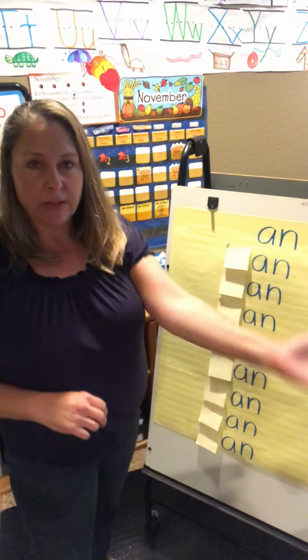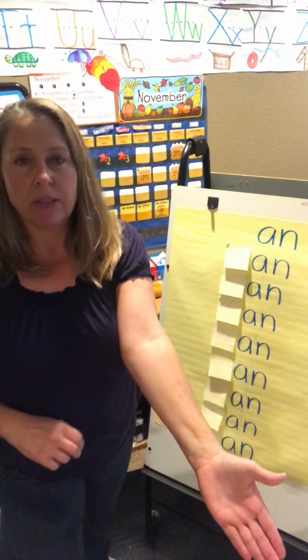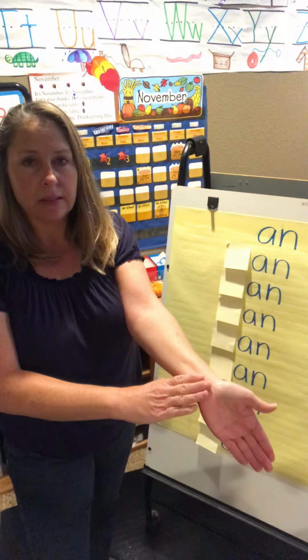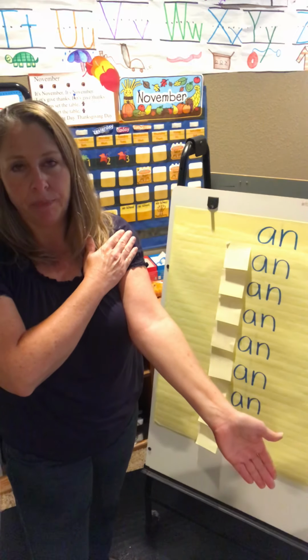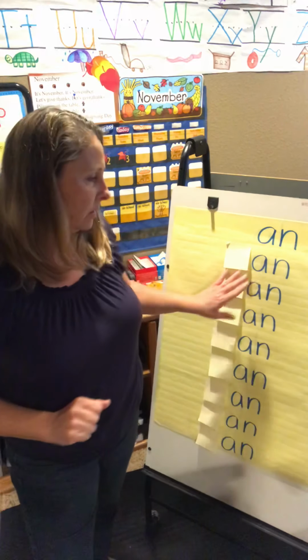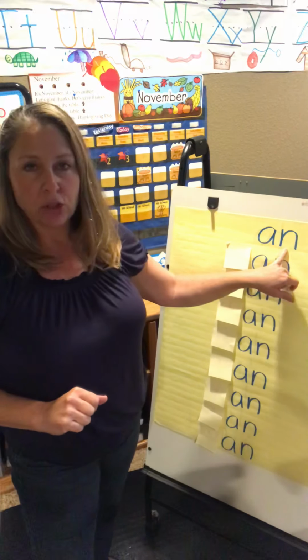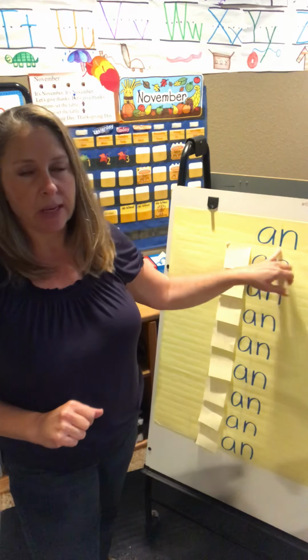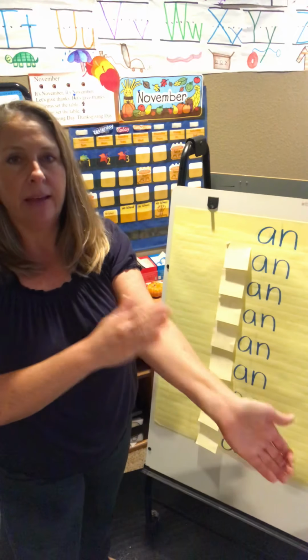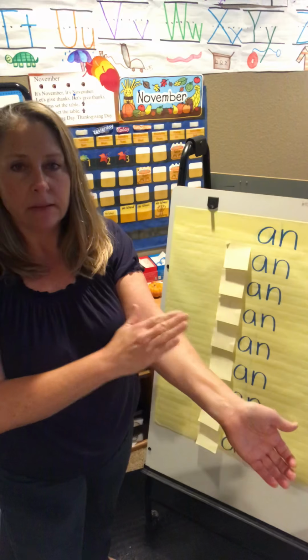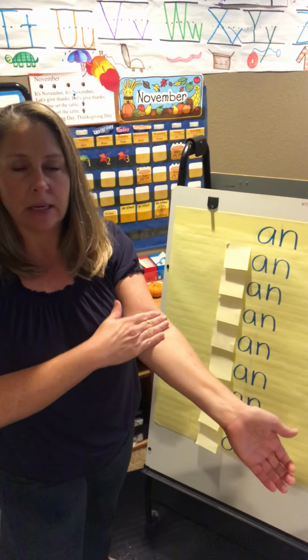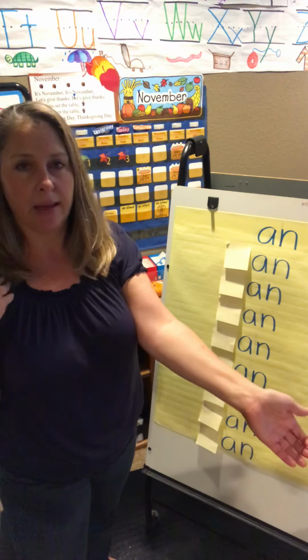The way we're going to sound this out is just like we did with the at families. We're going to stick our arm out. We're going to go wrist, elbow, shoulder for the three sounds in these words. Now this first one only has two letters, so it has two letter sounds. A says a, N says n, an.